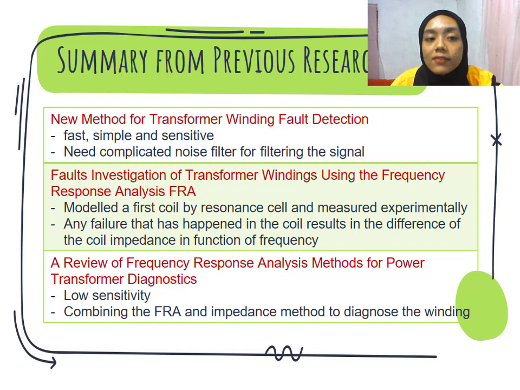Next, fault investigation of transformer windings using the frequency response analysis, which is FRA. It is a model of the first coil by resonance cells and measured experimentally, and any failure that has happened in the coils results in a difference in the coil impedance as a function of frequency. Thirdly, a review of frequency response analysis methods for power transformer diagnostics. It has a low sensitivity, and it combines the FRA and the impedance methods to diagnose the winding.